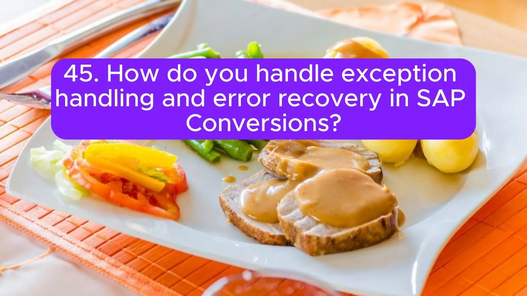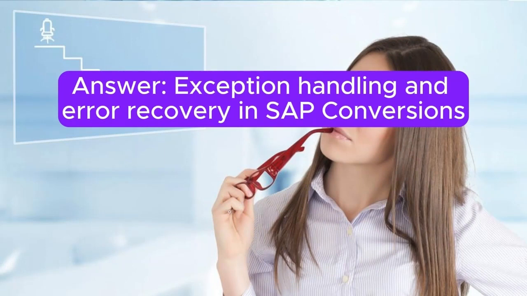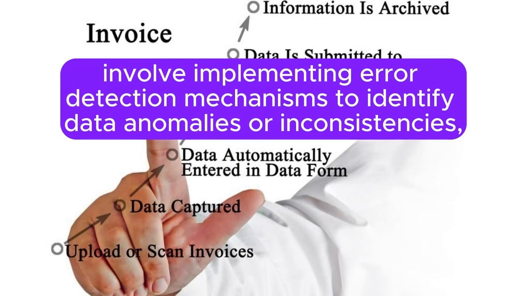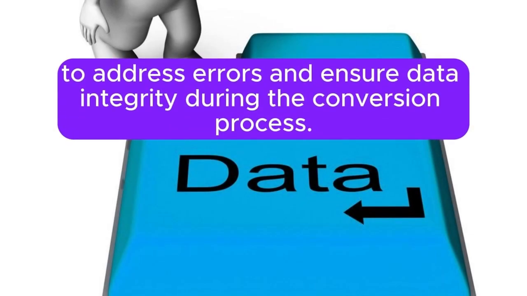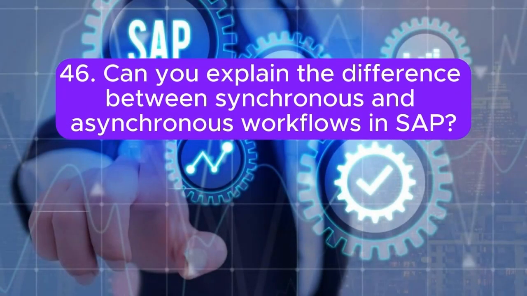45. How do you handle exception handling and error recovery in SAP conversions? Answer. Exception handling and error recovery in SAP conversions involve implementing error detection mechanisms to identify data anomalies or inconsistencies, logging error details for analysis and troubleshooting, and implementing recovery procedures to address errors and ensure data integrity during the conversion process.